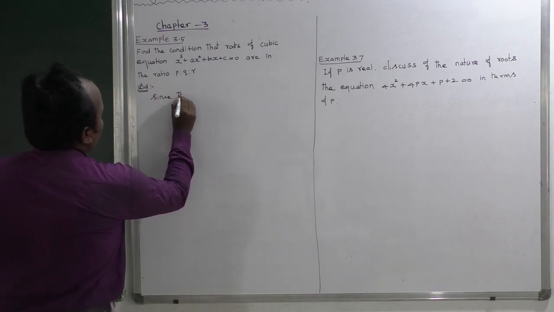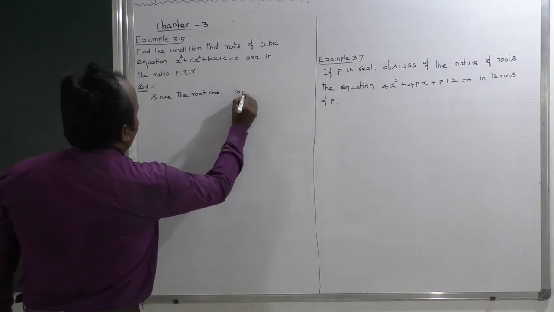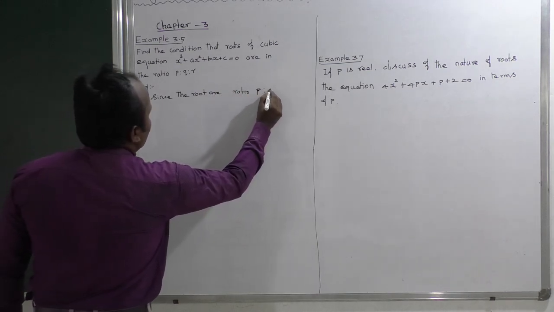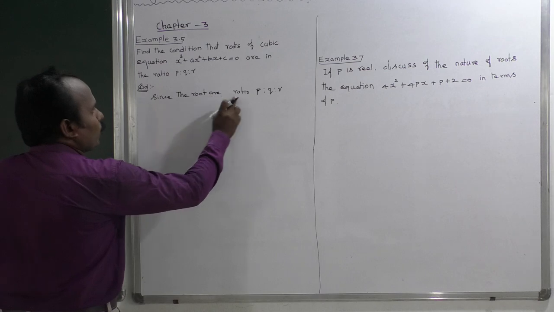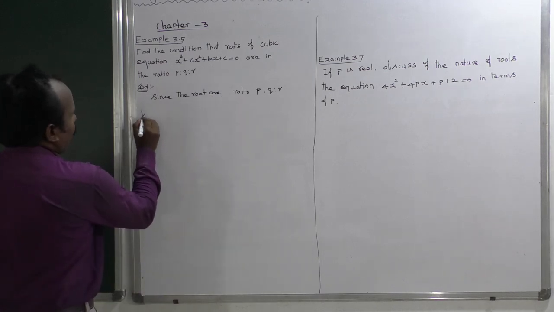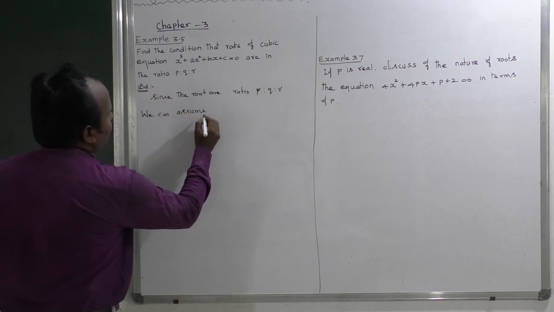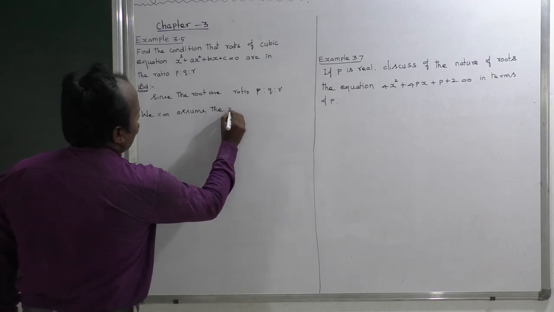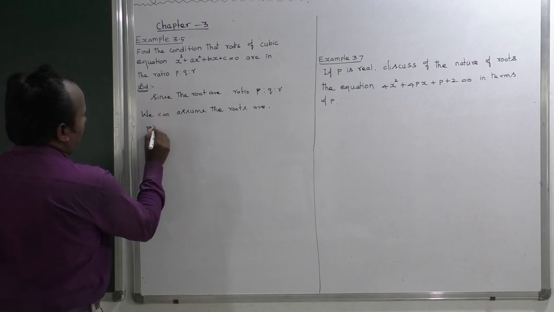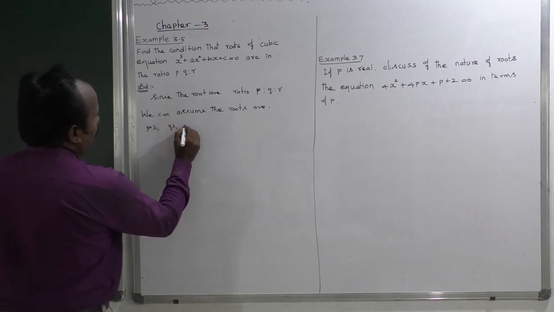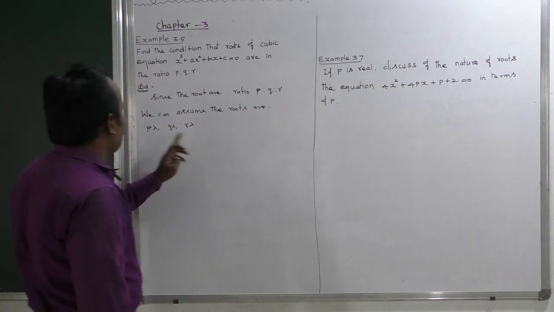Since the given roots are in the ratio p is to q is to r, we can assume the roots are p lambda, q lambda, r lambda. Here the ratio values are p, q, r and lambda is the common value.